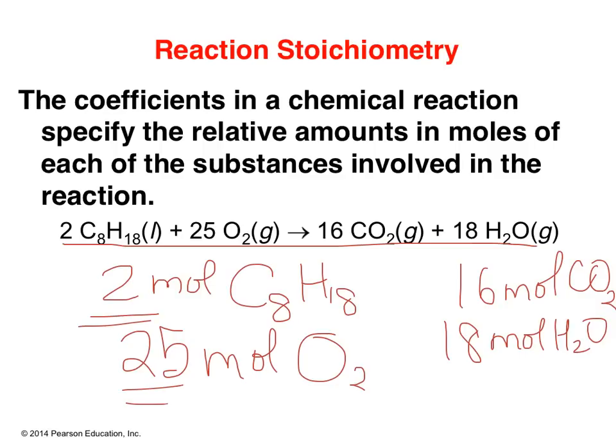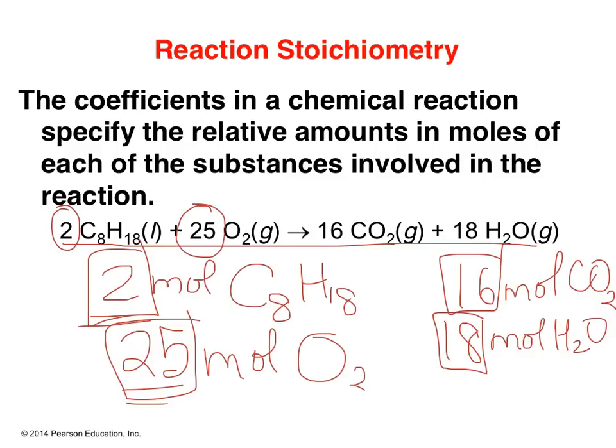Why or how are these mole numbers useful? First of all, these numbers, when you put them in the reaction, are known as coefficients. So if the question is, what is the stoichiometric coefficient of carbon dioxide in this balanced equation? The answer is 16. What is the coefficient of oxygen in the balanced equation? 25. So what are these coefficients going to tell us?